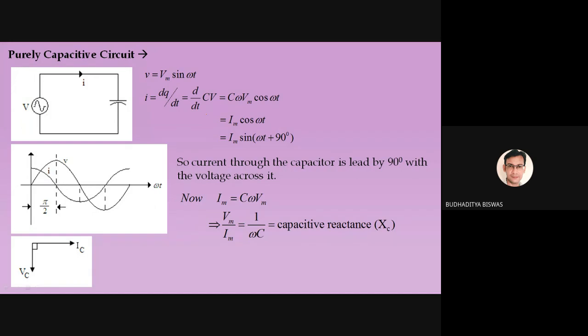So now let's see what happens if we connect an AC source to a pure capacitance. Here you see the voltage is V equal to Vm sin omega t. Now the current flowing through the capacitor is I equal to dq/dt. Now q equal to CV, as we know in case of a capacitor. So I equal to d/dt of CV, which is equal to C omega Vm cos omega t, if we replace the value of V from this expression.